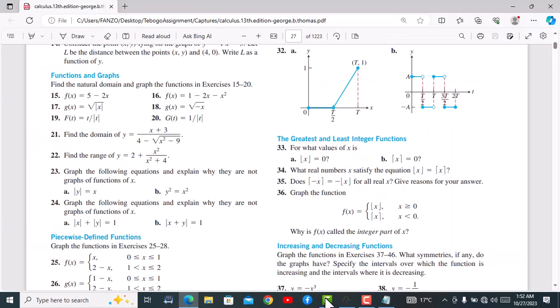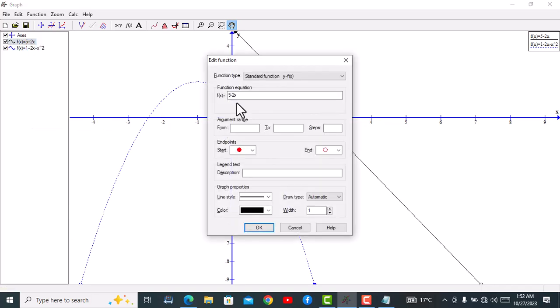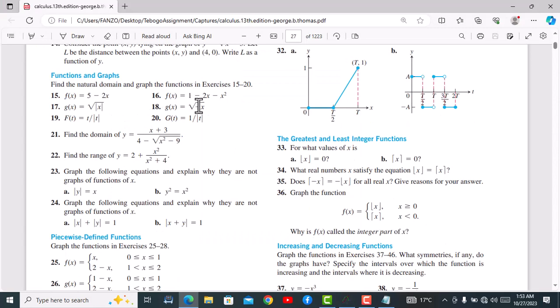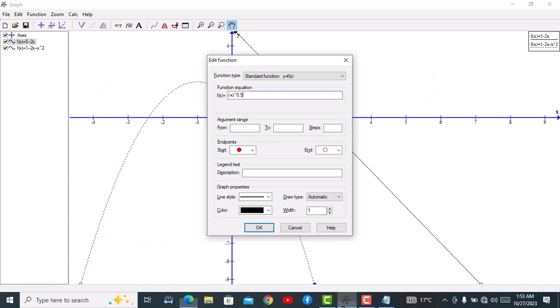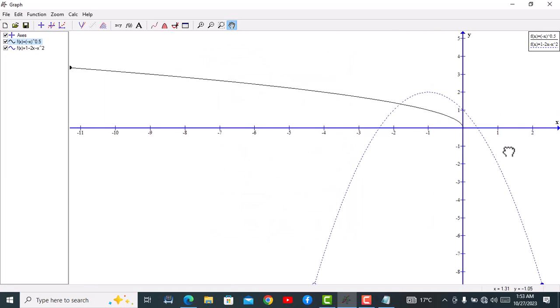So what I'm going to do is just come here and say the square root of minus x. I know the square root of minus x, so I'm going to say minus x to the exponent of 0.5. That would be the square root of minus x. So you have minus x raised to the exponent of that. And let's see the type of graph that we have.